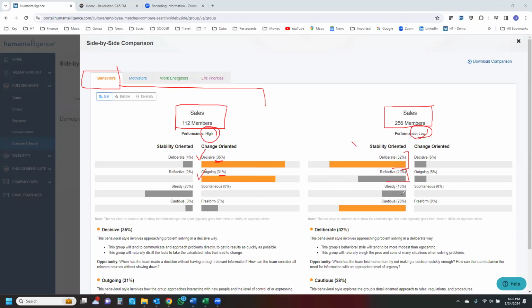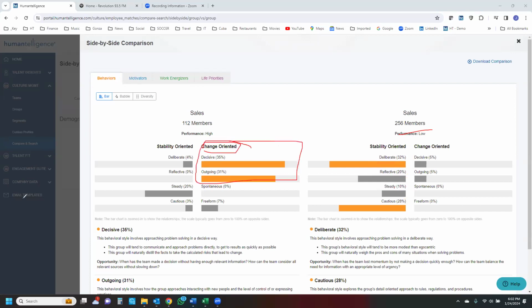So maybe you want less deliberate new employees when you hire for that. Two, you see that high performers are outgoing, almost 1 in 3, and low performers, conversely, are reflective. So you probably do not want stability-oriented people when you're hiring, and you could also train these low performers to be more change-oriented, like your high performers here.